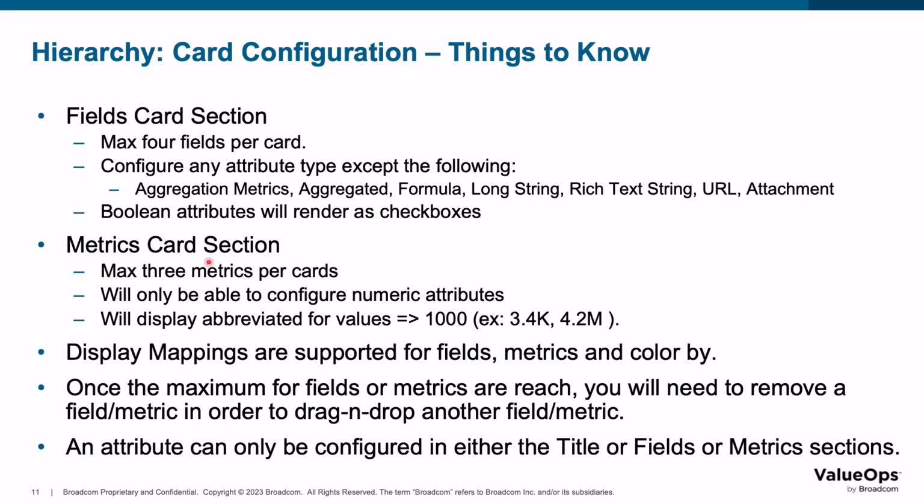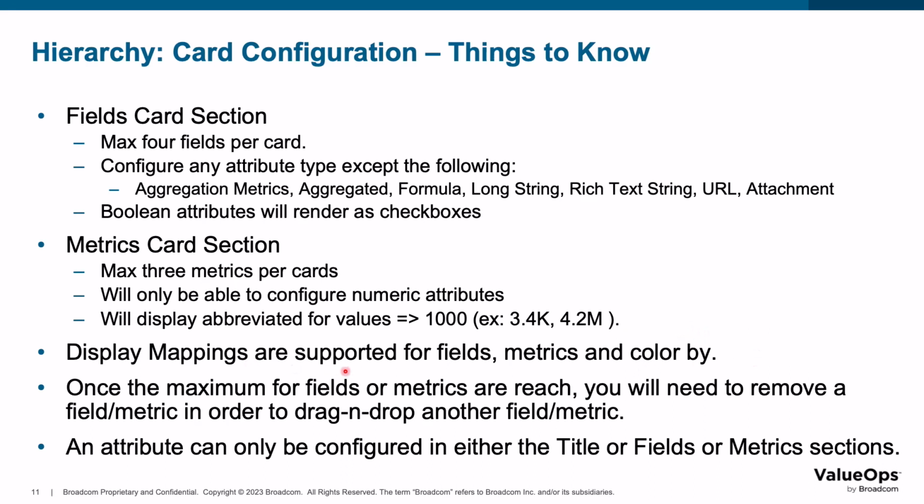For the metric card section, you get a max of 3 metric cards. You will only be able to configure numeric attributes in the metric cards, similar to the board cards as well. And also, we display the abbreviation when you have values over 1,000. So, for example, 3.4K or 1.4 million in terms of the abbreviation.